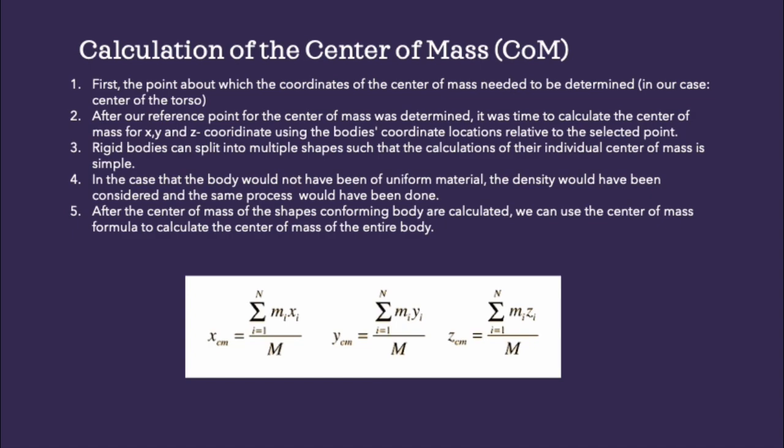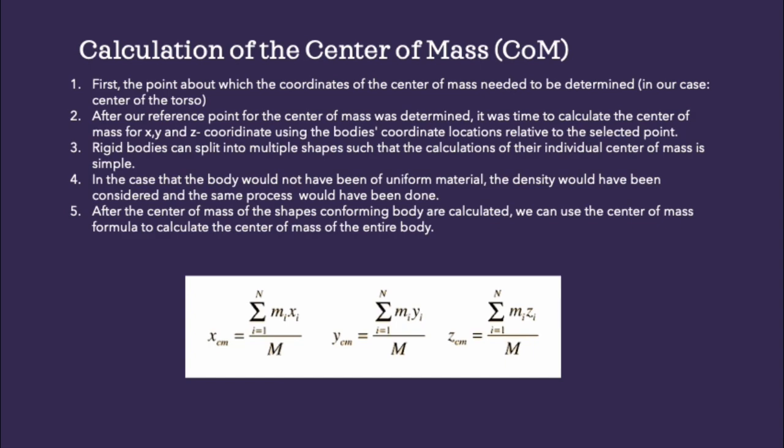Rigid bodies can be split into multiple shapes such that the calculations of their individual center of mass is simple. In the case that the body would not have been of uniform material, the density then would have been considered and the same process would have been done.